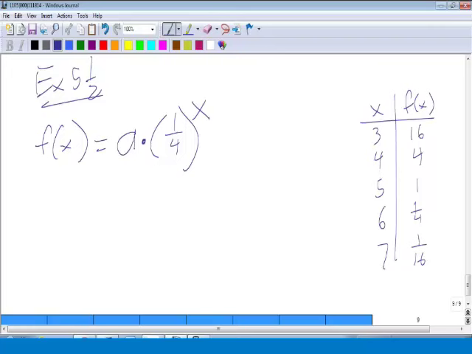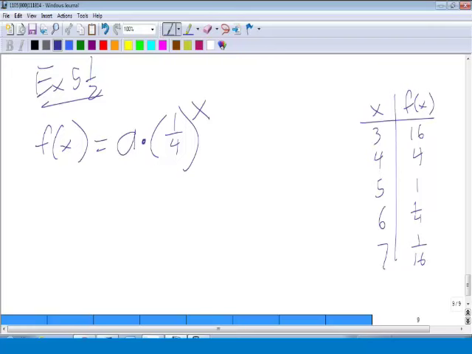Because this still has the property that every time we take one step to the right, we're dividing the x-coordinate by 4, or we're multiplying the y-coordinate by 1/4. Each time we take one step to the right, we're multiplying the y-coordinate by 1/4. How could we find the value of a?